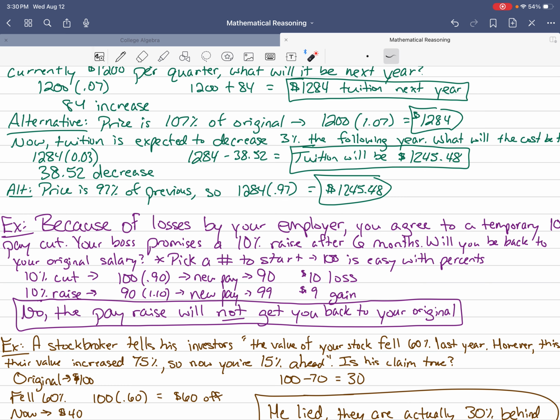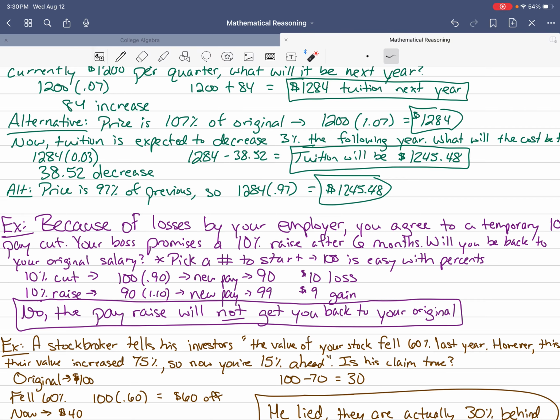Again, using 100 when dealing with percent problems is just a usual easy trick if you're not given a specific amount to work with. Now, if it had asked you in this problem, say you're making X amount of money, how much will your pay be different in the end, then you would have to use that number. But again, it's just simple. Are you back to the original or not? All right, we got one last example here.